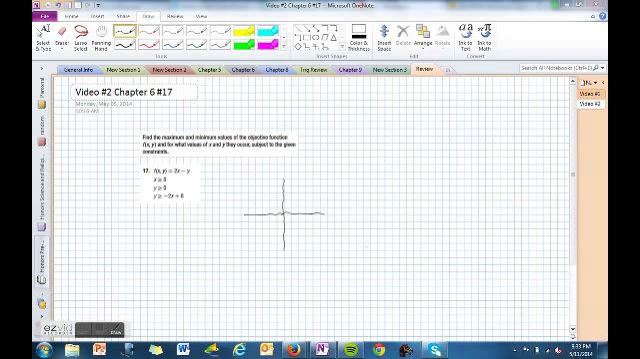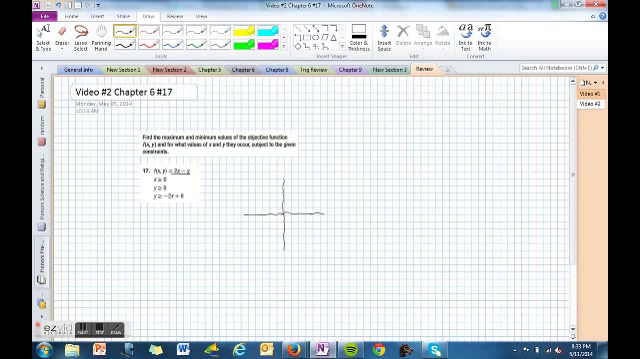Video, I will demonstrate how to find the maximum and minimum value of an objective function as given in Chapter 6, problem number 17 of the book's practice test. It gives us the objective function 2x minus y, and we have the constraints of x is greater than or equal to 0, y is greater than or equal to 0, and y is greater than or equal to negative 2x plus 8.